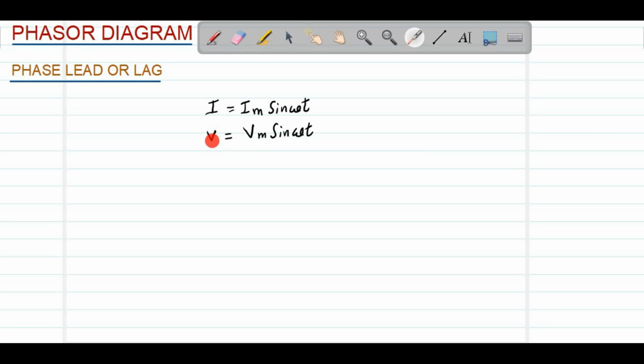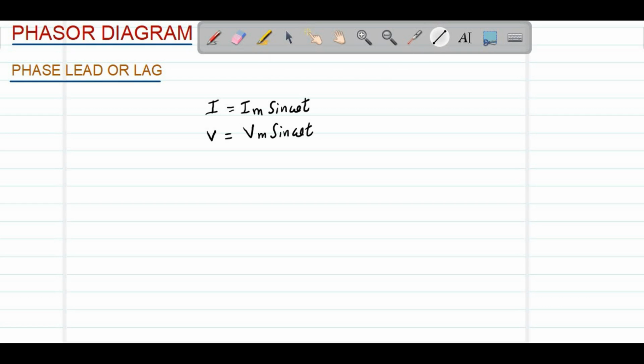The same way, V is the instantaneous value of voltage. Vm is the peak value, maximum value of voltage induced during the rotation of the armature, and in sin omega t, omega t is the phase, or we can say it is the angle, theta. So these two we can represent by using phasors like this.